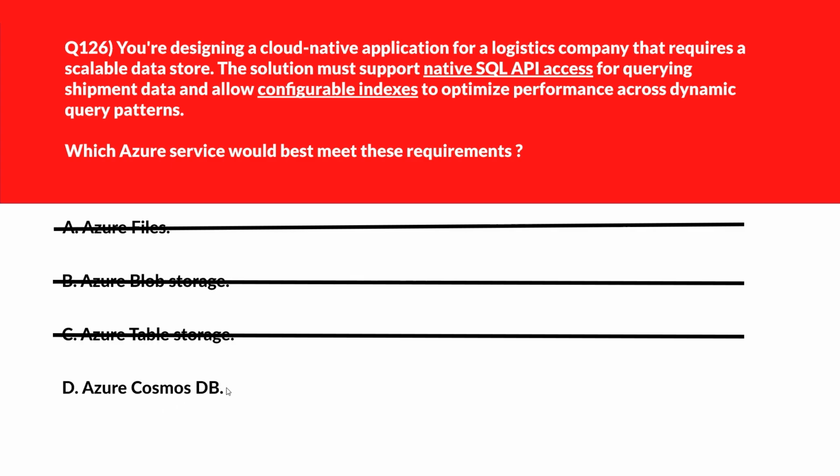D says Cosmos DB. Cosmos DB supports native SQL API access and allows configurable indexes, which meets both the requirements of the question. That being said, option D, Azure Cosmos DB is the right answer.